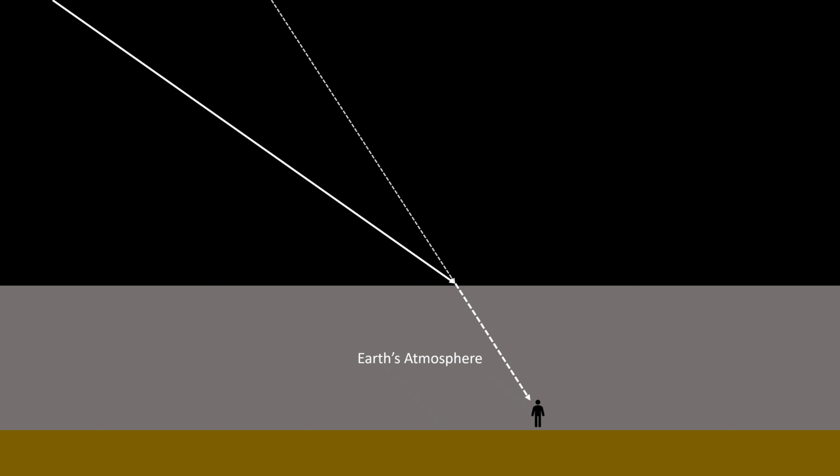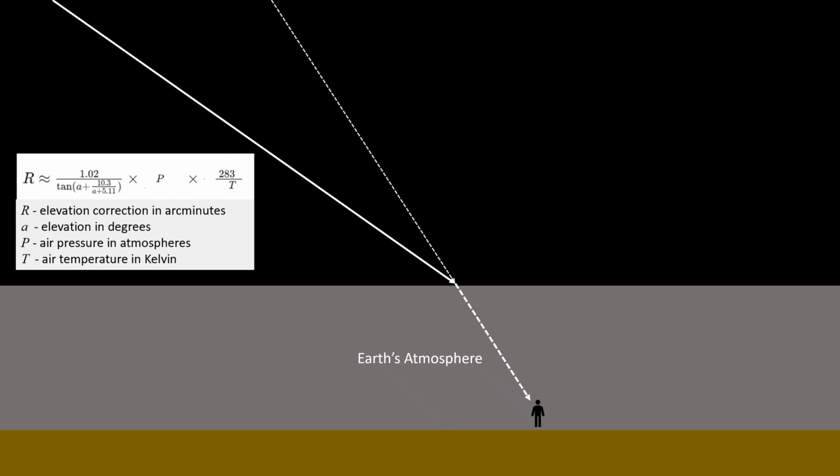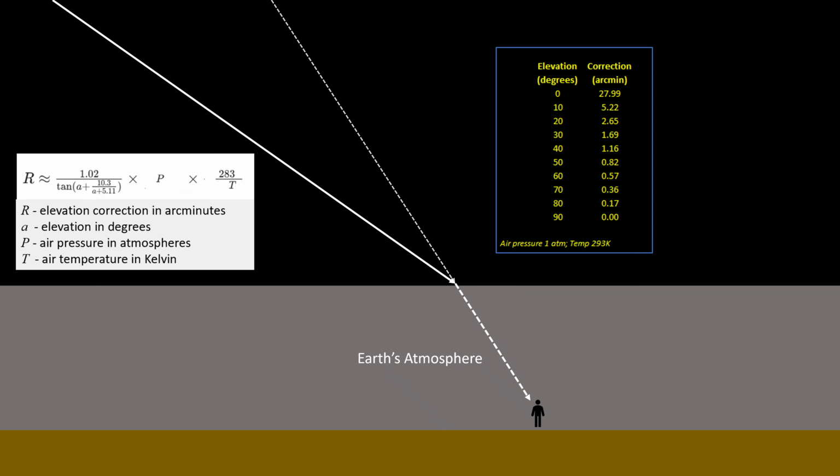The actual amount of bending is complicated to calculate and depends on the composition of the atmosphere, and the formula I've given here is only an approximation. This table shows the change in elevation in arc minutes, where 1 arc minute is a 60th of a degree. And because this effect is so small, I'm going to ignore it for the time being.